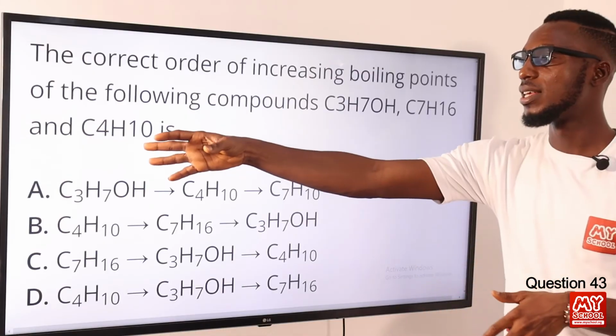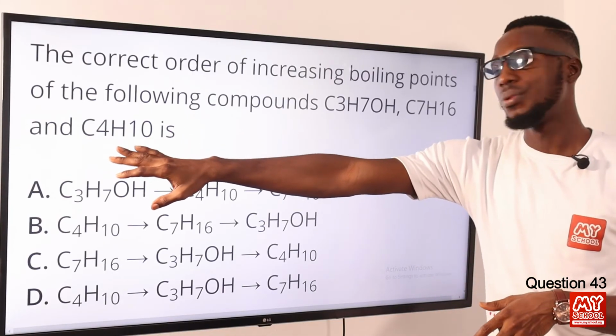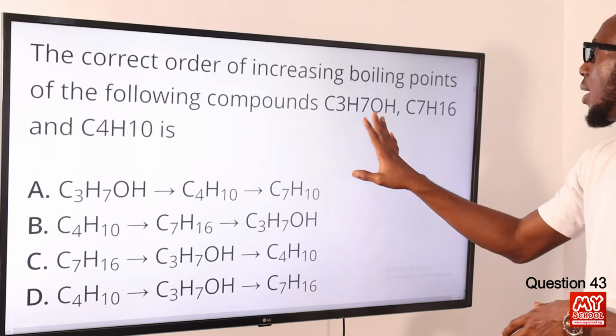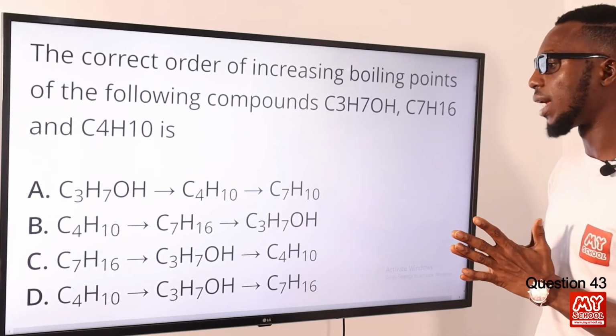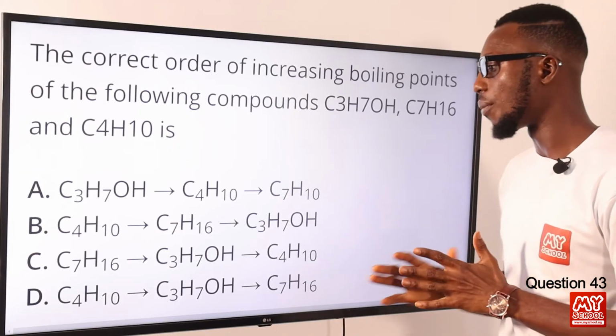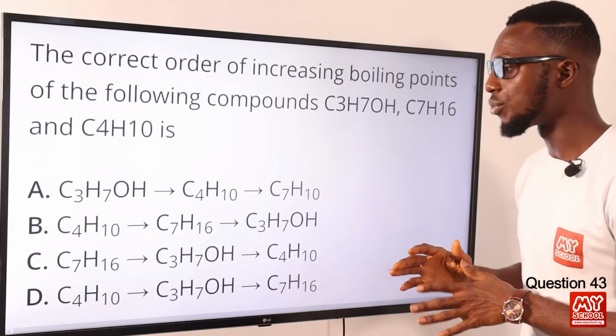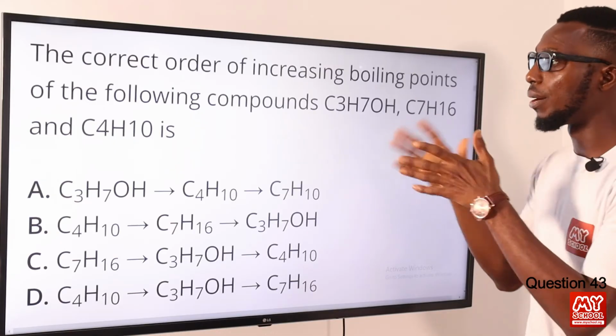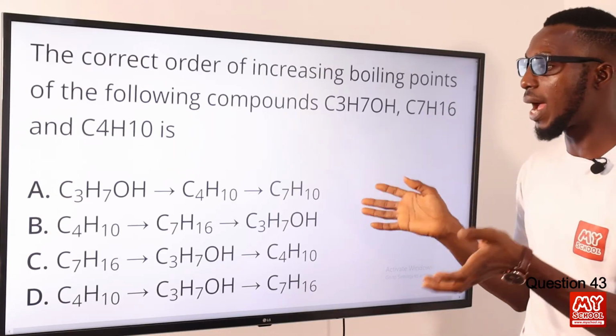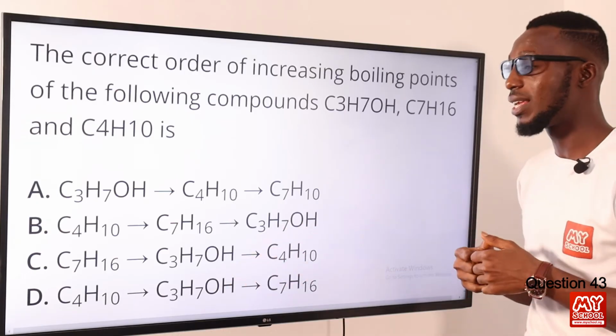So let's arrange this from the lowest to the highest. This is the lowest, so it's going to be butane, then propanol, then heptane. Now let's see where we have that. I think we can find that in option D. So arranging the boiling points in the order of increasing value from the lowest to the highest, option D is the correct option.